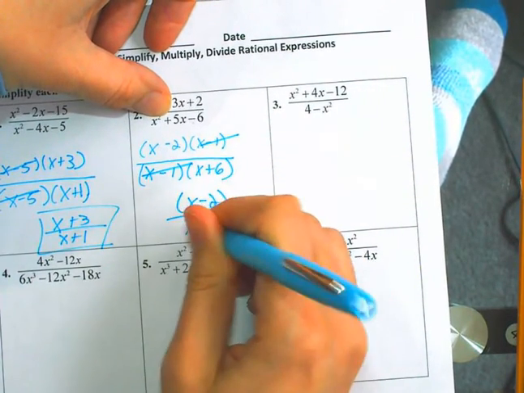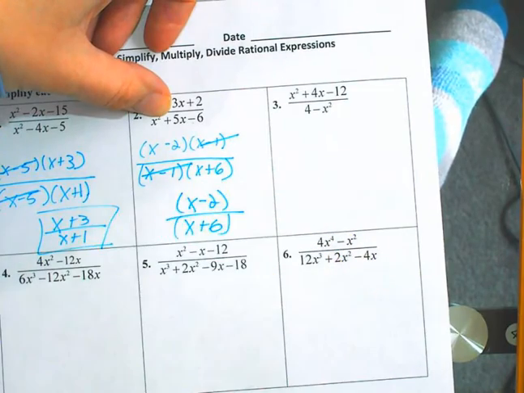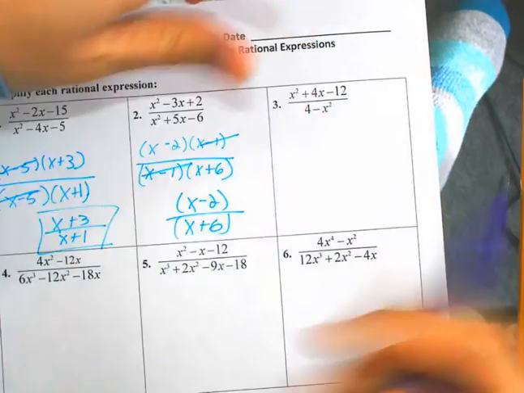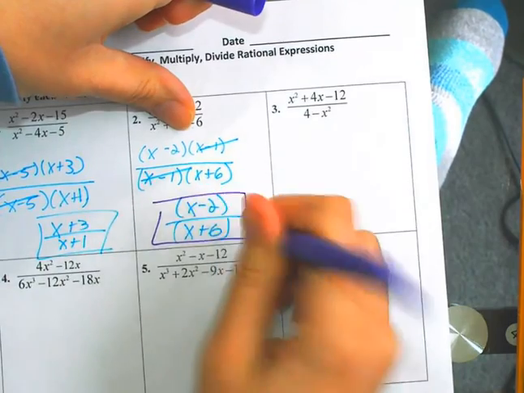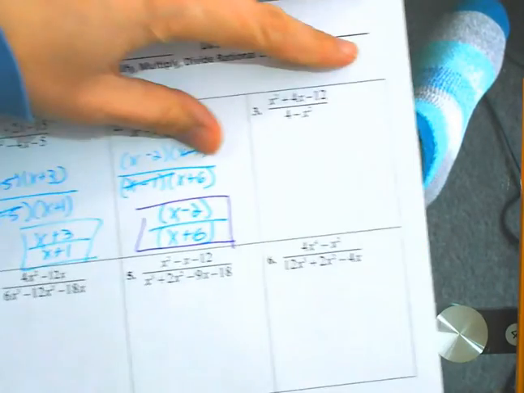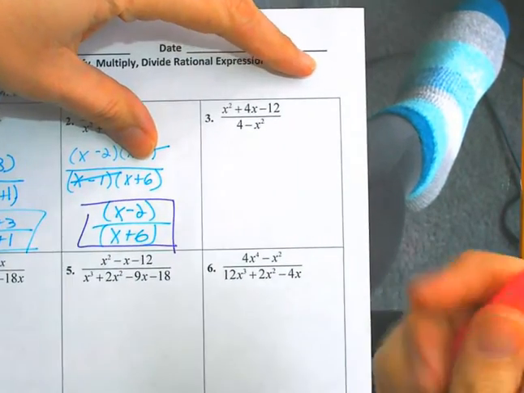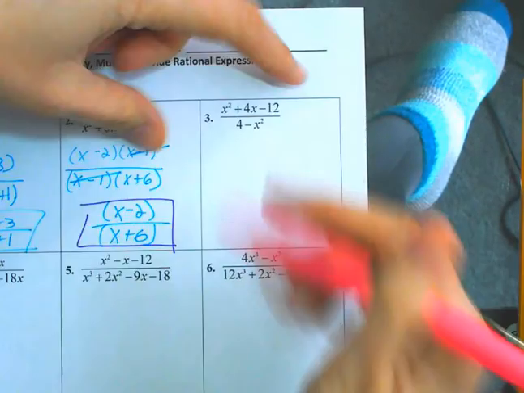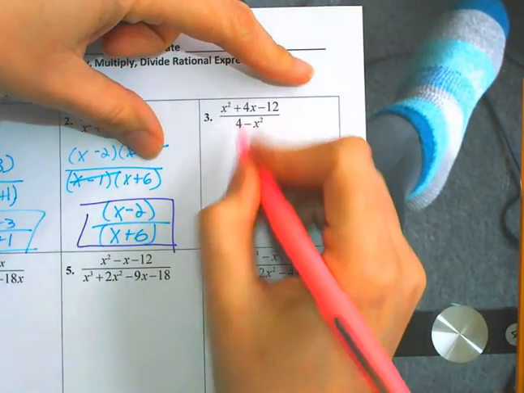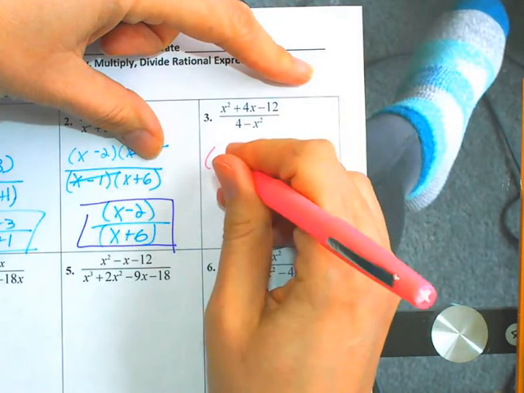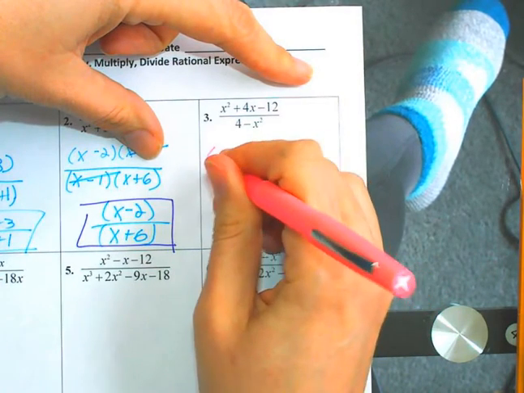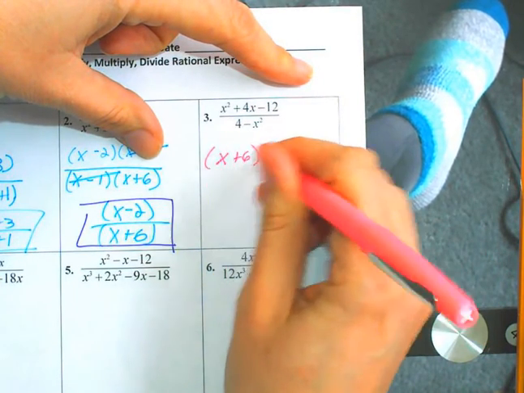So again, the key is that you've got to be able to factor. If you can't factor, you are in big trouble. All right, keep going. All right, the top, negative 12, that adds up to positive 4. So I have x plus 6, x minus 2.